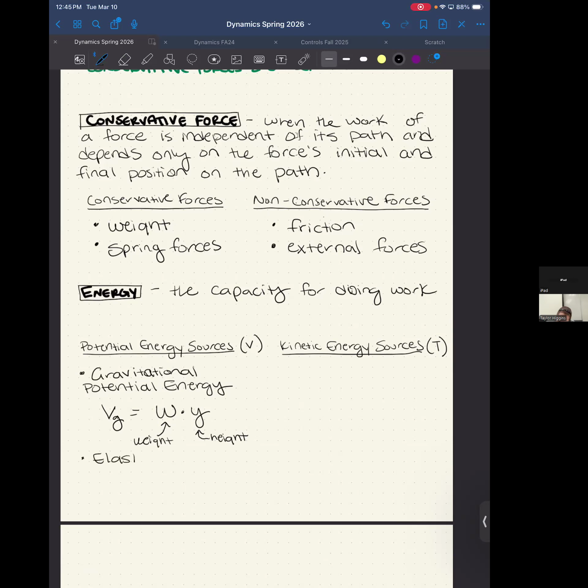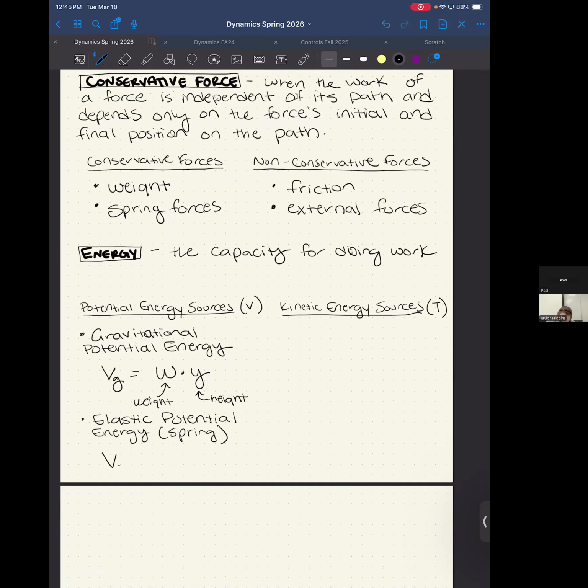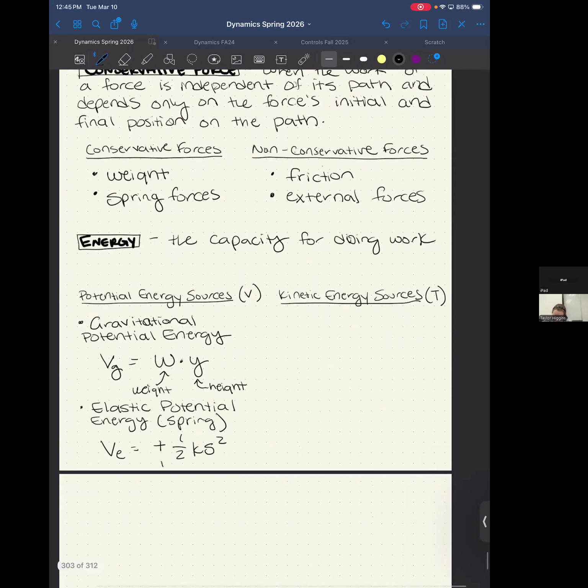Elastic potential, usually from a spring. The elastic potential energy will equal positive 1/2 k s squared. Now, why do I put the positive here? It is always positive. Very good.